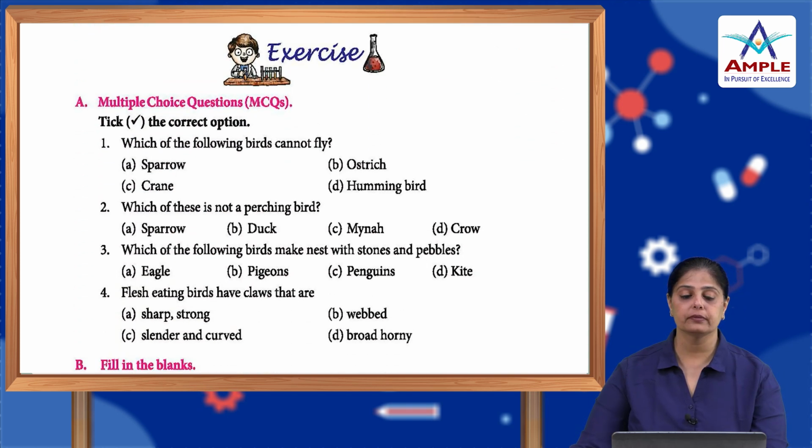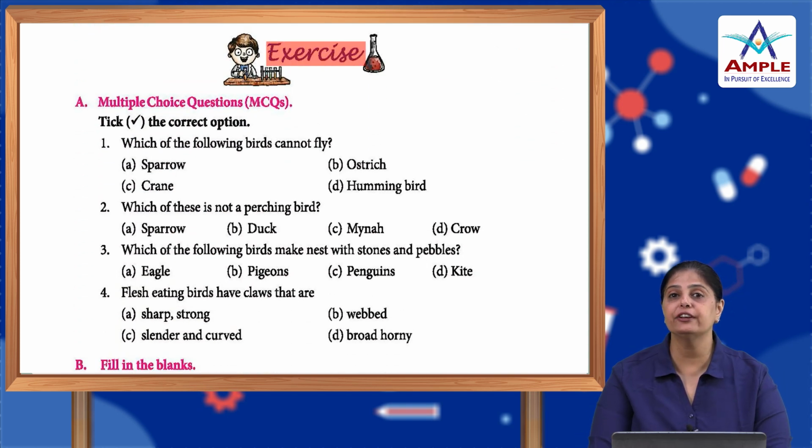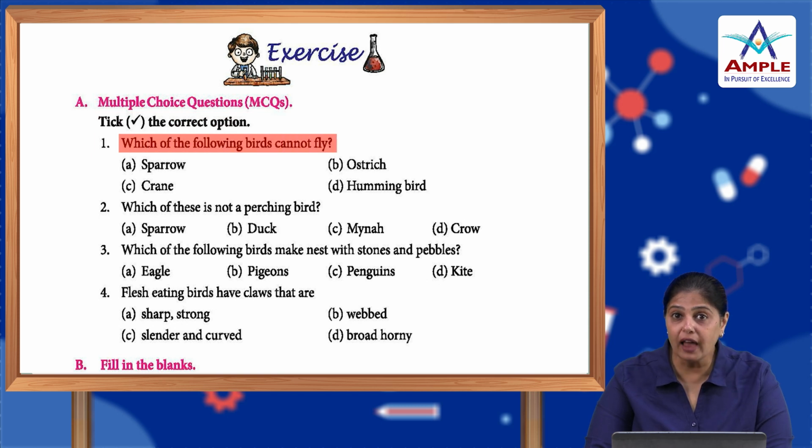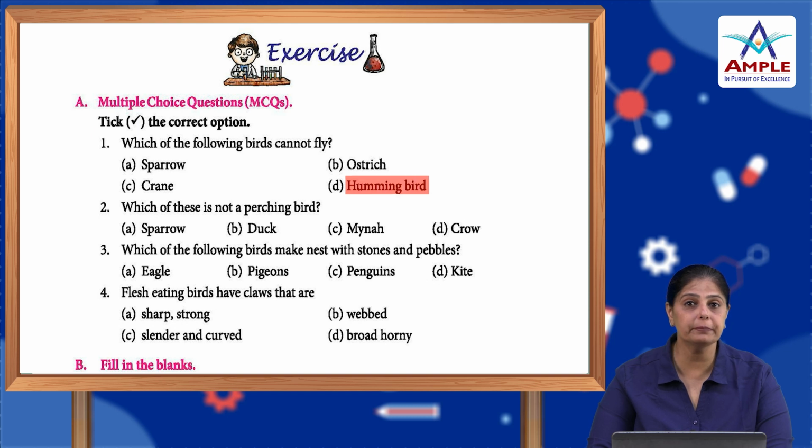Alright, now let us evaluate you all by doing the exercises. Multiple choice questions, MCQs. Tick the correct option. Which of the following birds cannot fly? Sparrow, ostrich, crane or hummingbird? It is the ostrich. But it can run really fast. It is the fastest running bird.